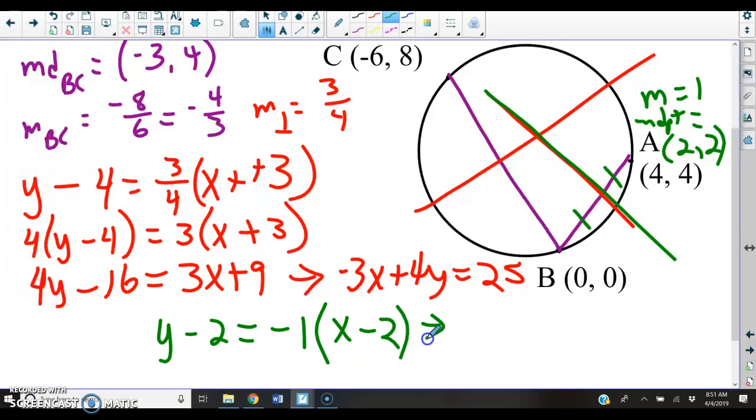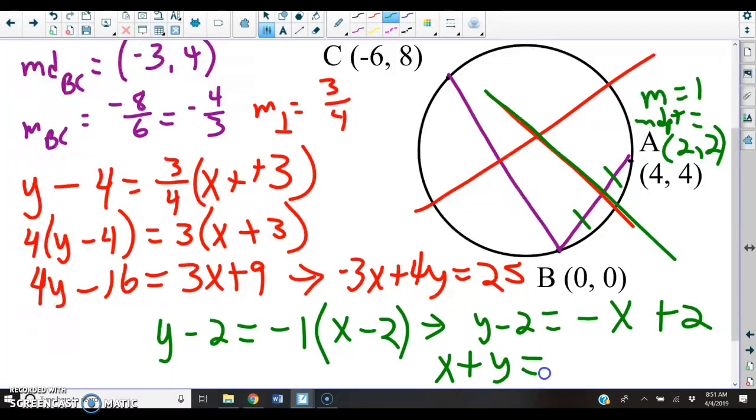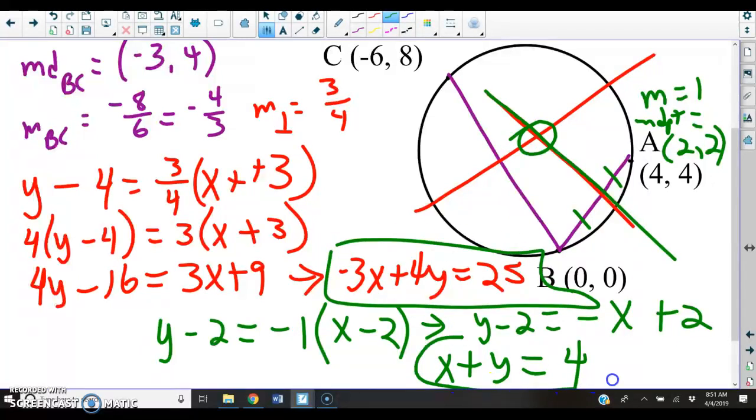So when I distribute that, I'll have y minus 2 equals negative x plus 2. When I bring the x over, I'm going to have x plus y, move the 2 to the other side, equals 4. Now the point that they share, we can find by using substitution or elimination with our two equations.